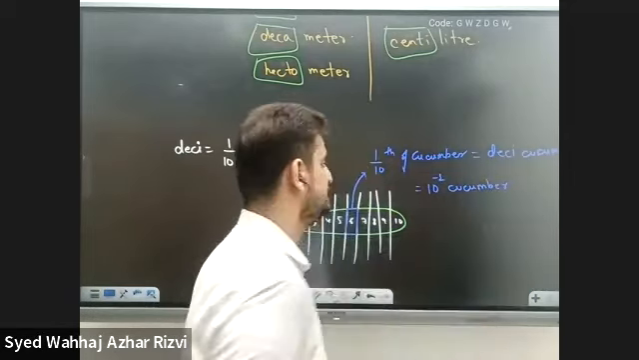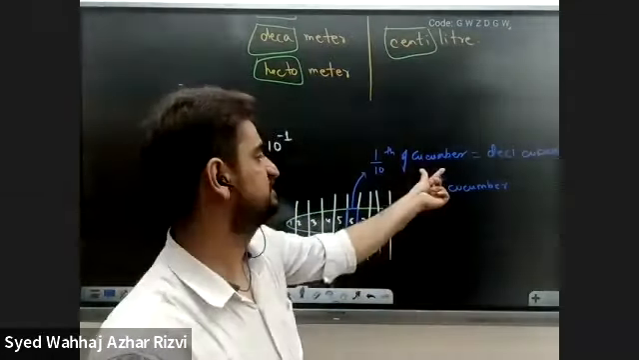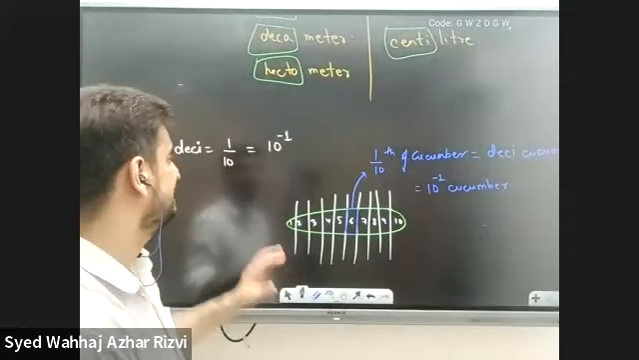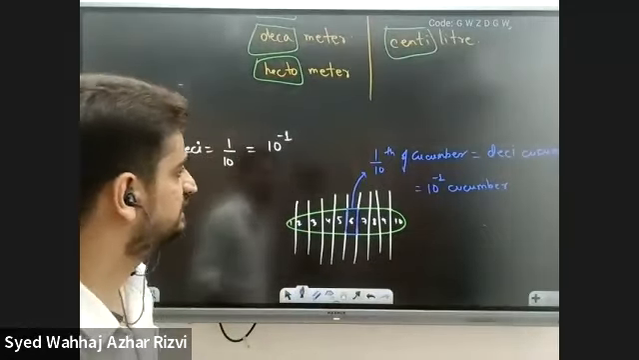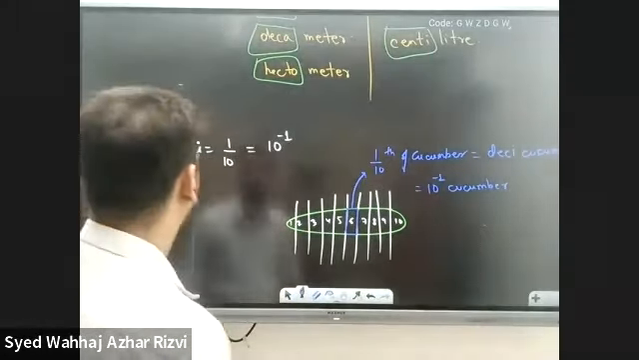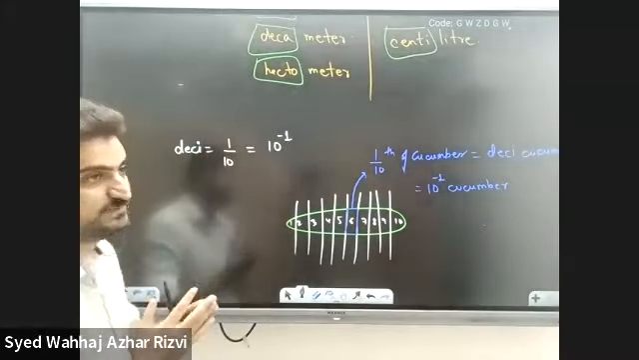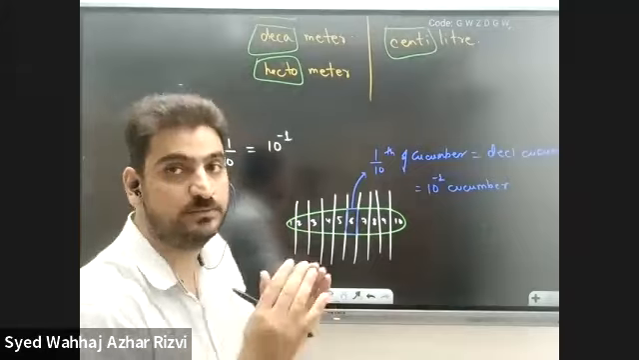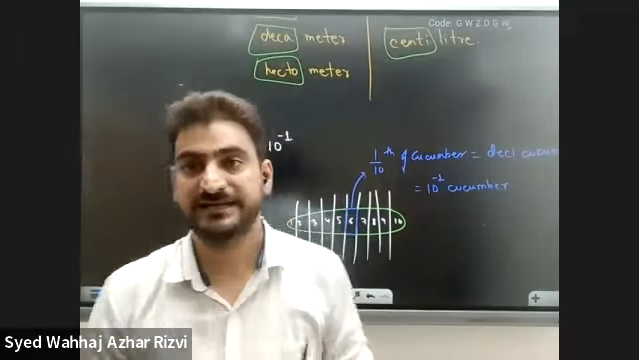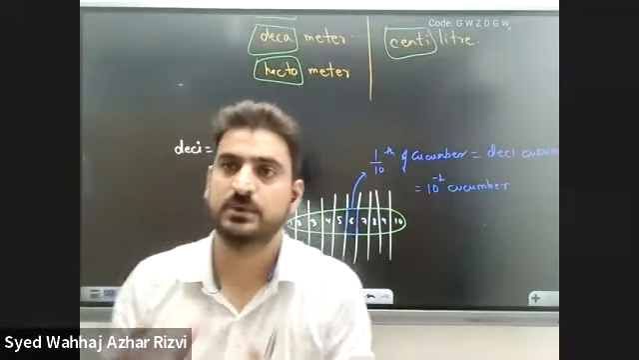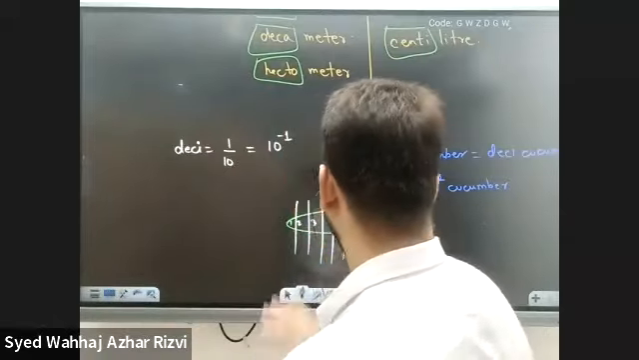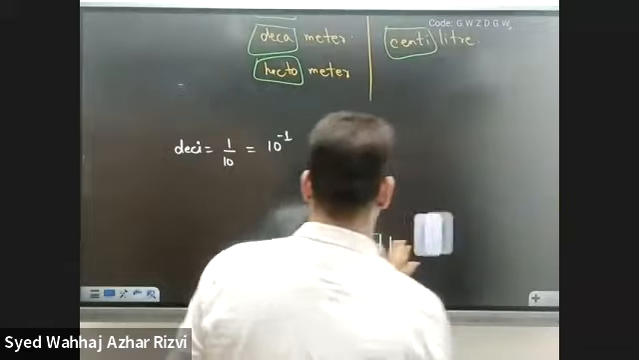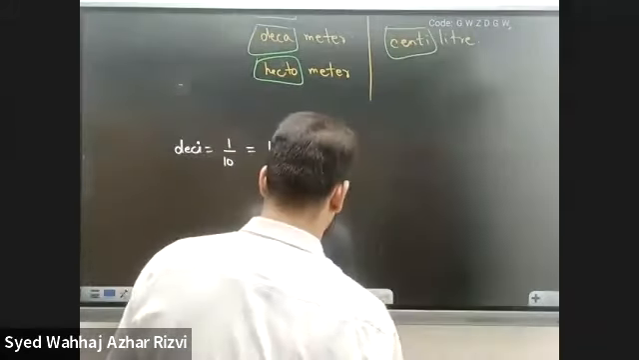Got it? 1/10 of cucumber or 10 raised to power -1 cucumber. So that is called a deci cucumber. Got it? So whenever the word deci is written somewhere, it means we are dividing something in 10 equal parts. Deci means dividing something in 10 equal parts. Got it? So when we say deci cucumber, it means we are dividing cucumber in 10 equal parts.